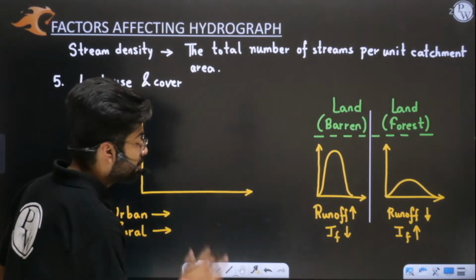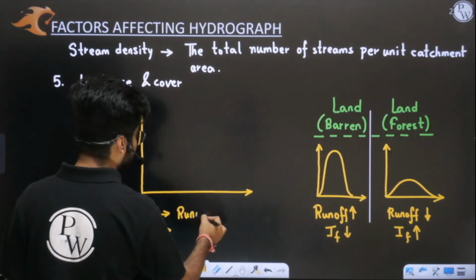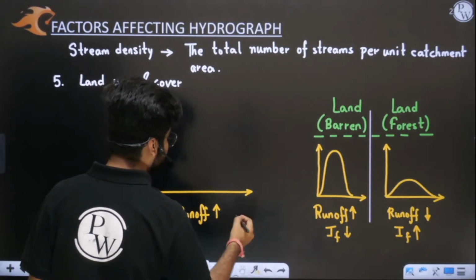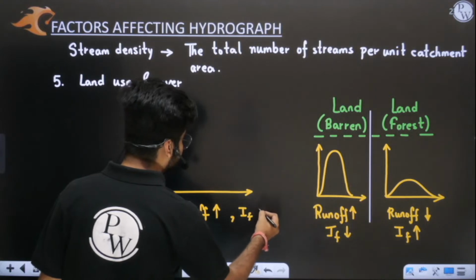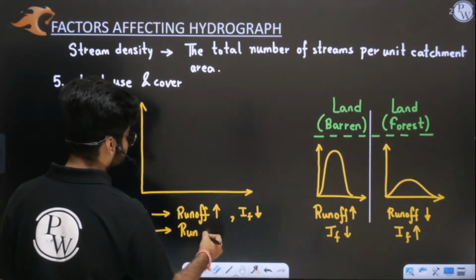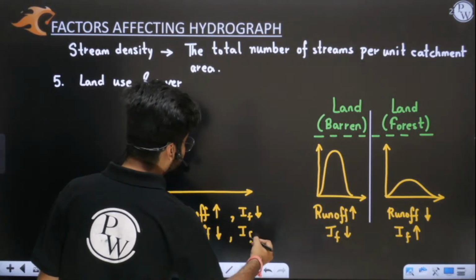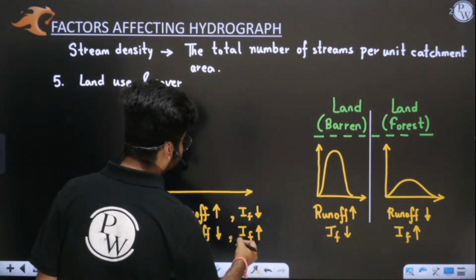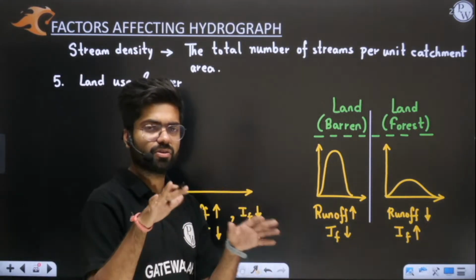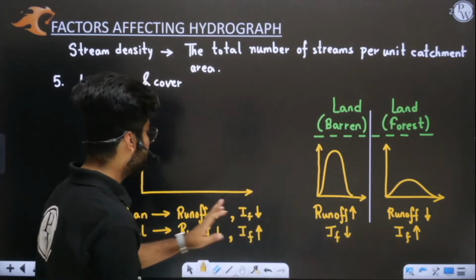Yes, you are saying urban. Perfect. Urban areas have more runoff, but lesser infiltration. In rural areas, runoff is less and infiltration is more, because more area is open, concreting is less, development is less, so more water will go inside the ground.